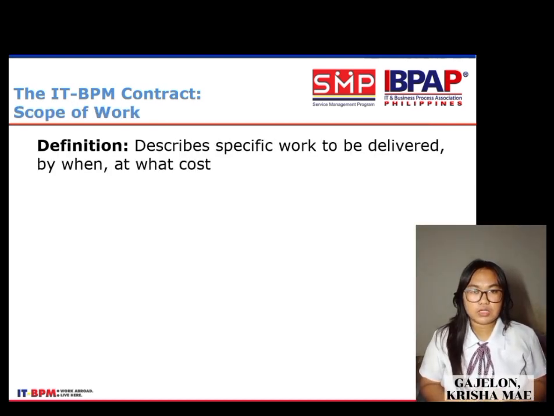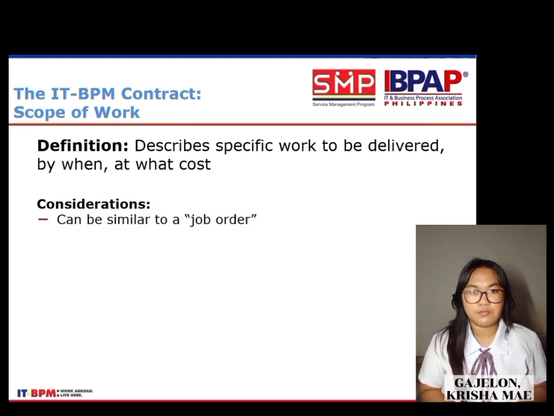Scope of work. The scope of work or SOW describes the specific work to be delivered, by when, and at what cost. It is a formal document that captures and defines the work activities, deliverables, and timeline a vendor must execute in performance of a specified work for a client. The SOW usually includes detailed requirements and pricing with standard regulatory and governance terms and conditions.